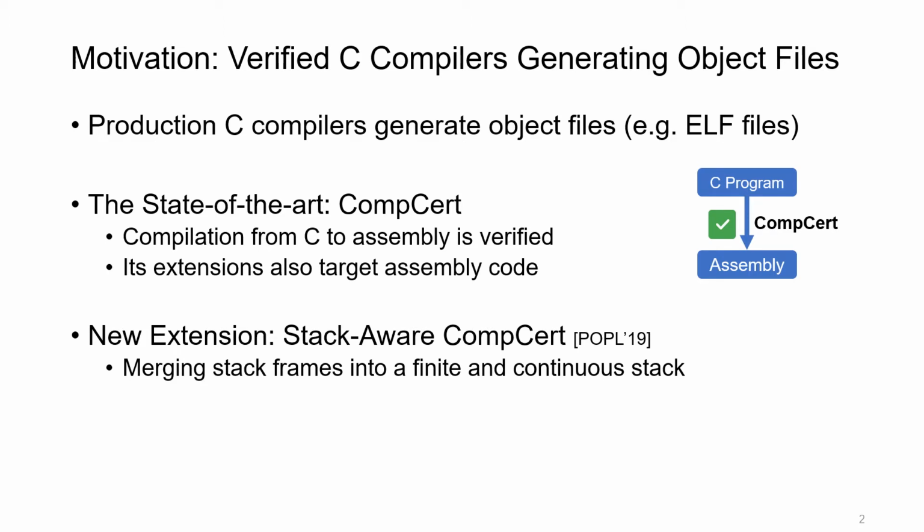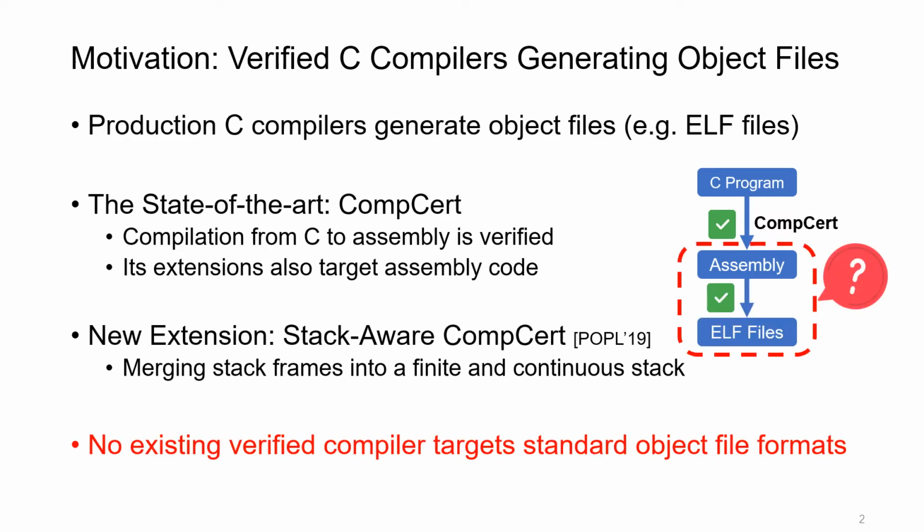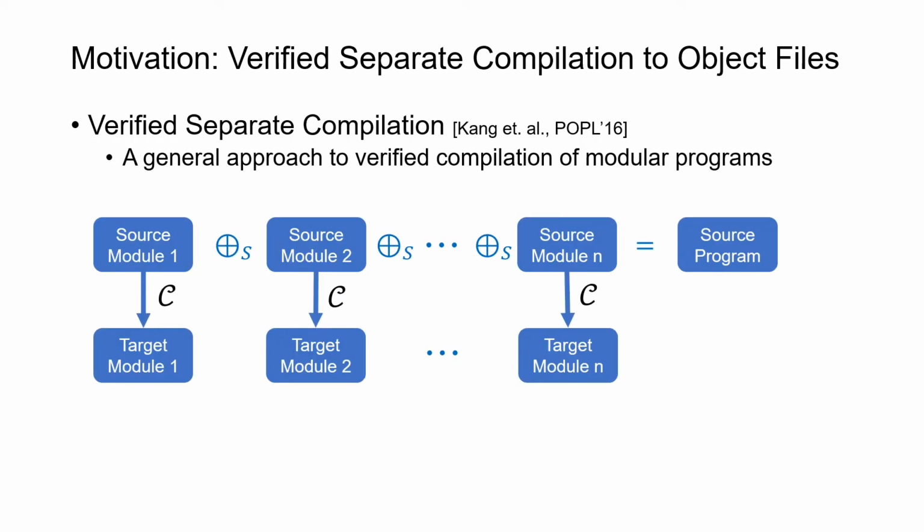Further compilation of the assembly language into machine code is difficult because CompCert allows an infinite number of frames on the stack. Recently, there's a new extension called the Stack-Aware CompCert, developed by the speaker and his colleagues. It removes this restriction by merging stack frames into a finite and continuous stack. This makes the semantics of CompCert assembly code closer to real assembly programs. However, there's still no verified compiler that can compile from C sources all the way to the standard object file formats. Separate compilation is necessary for organizing large programs.